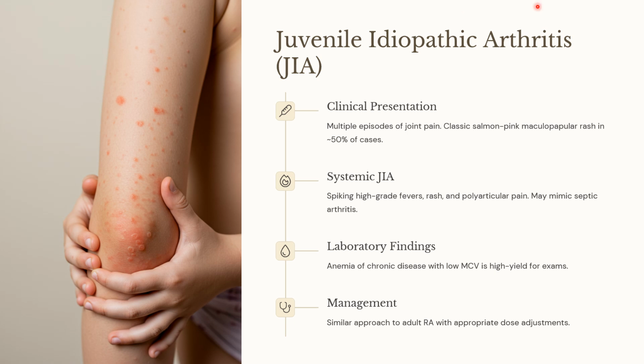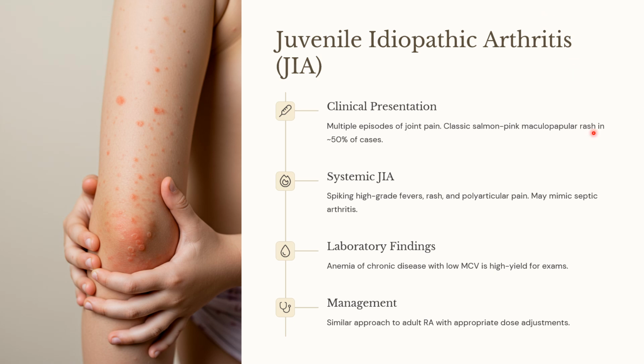In addition to that, they will also be presenting with fever. Due to cytokine release, they will be having high grade spiking fever. So, this is another presentation. Either they will be presenting just like adult rheumatoid arthritis in a kid, or they will be having high grade fever with rash with joint pains. The fever is because of cytokine release.